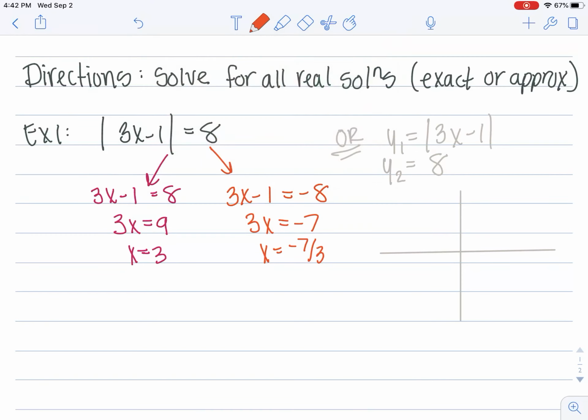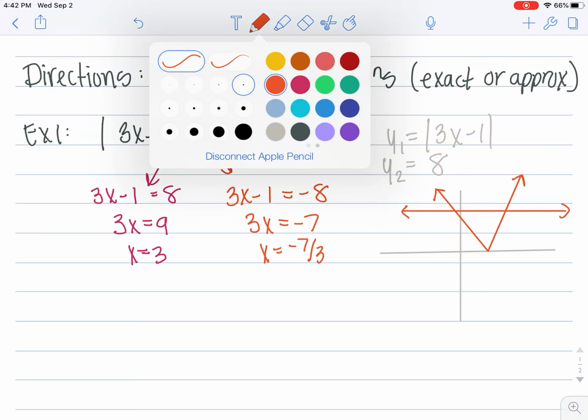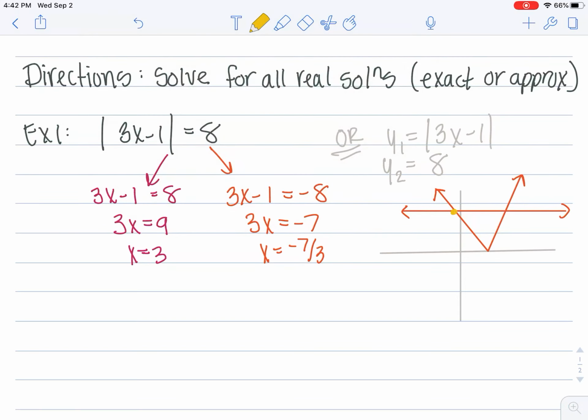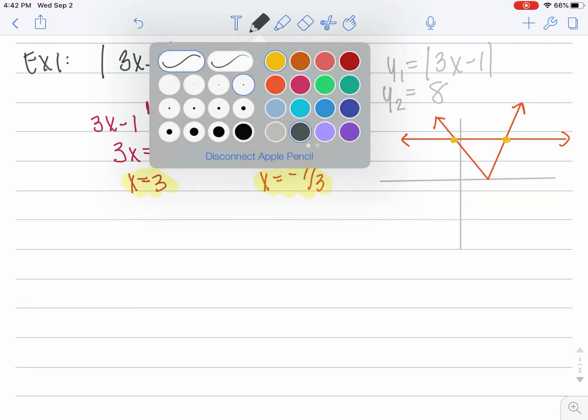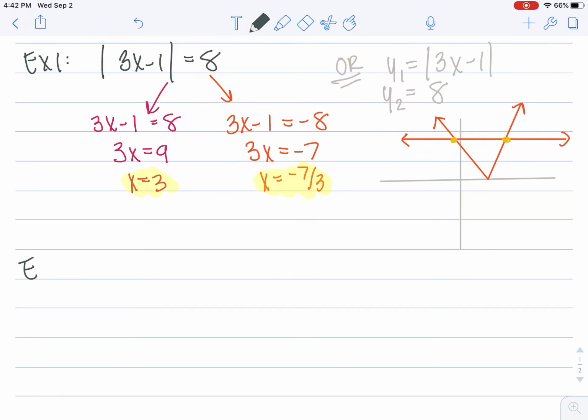So the first part, here's my absolute value one. Put arrows. I'll say the y equals 8 is about here. Arrows on those guys. And then we have our intersections. And then of course, obviously you're going to give us the answers, which we had written down. Okay. So let's try the second example.